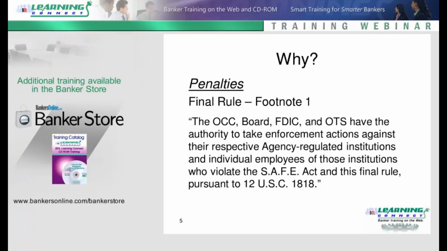So if you go out and look at that, you're going to find out that that means that they can do everything from slap on the hands to a formal written agreement to prompt corrective actions to cease and desist to monetary and potentially criminal. So we have to comply with this. Now, when did this all come about, and why are we doing it?